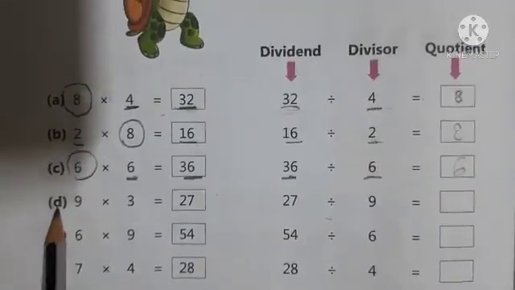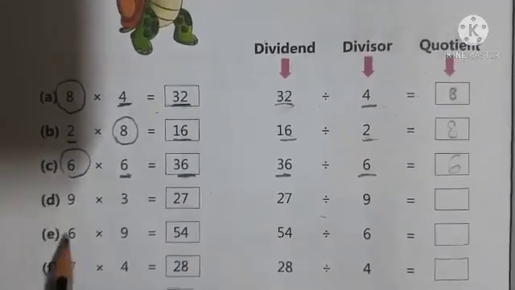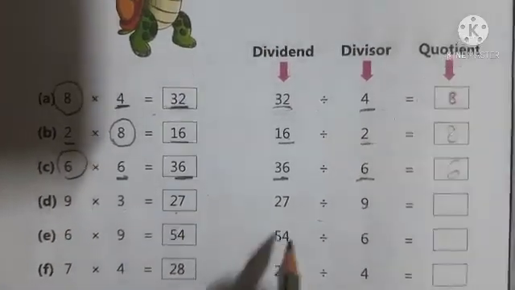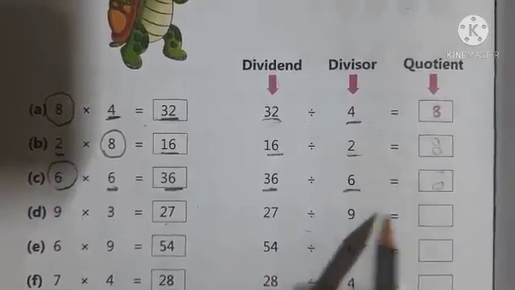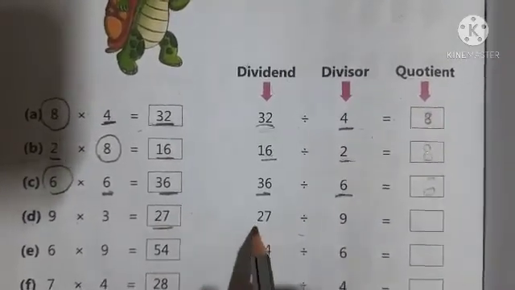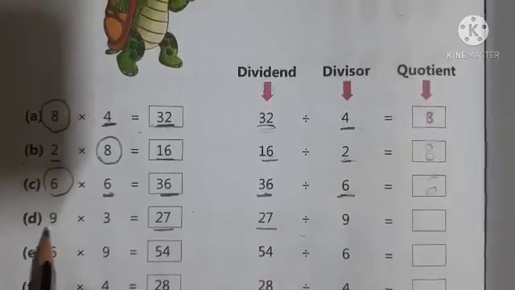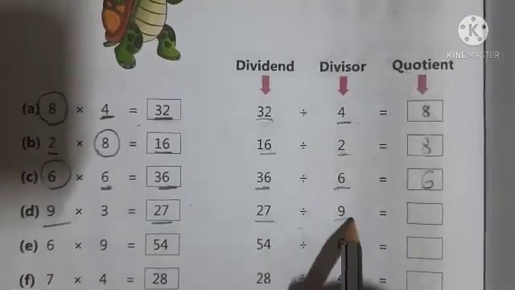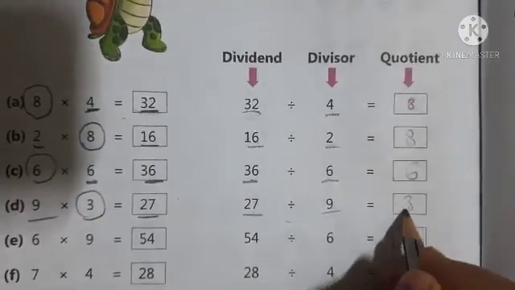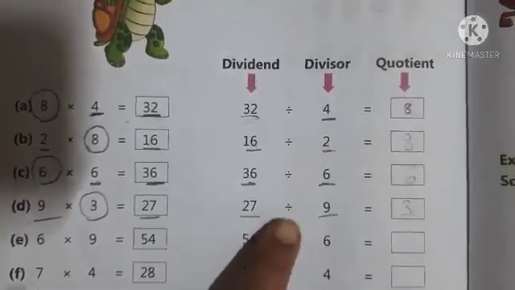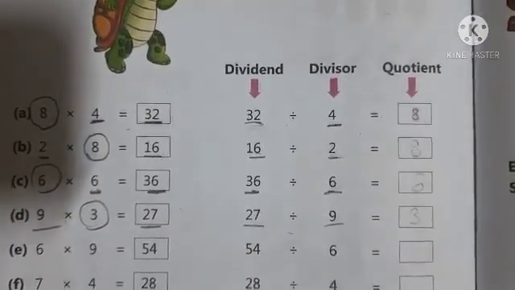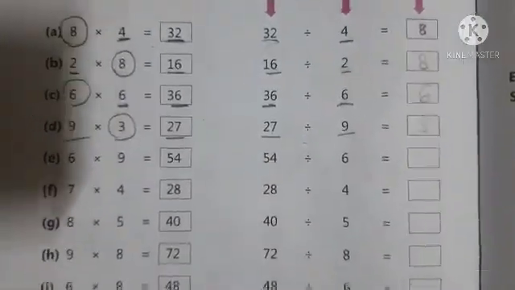Now let us do problem D. 9 multiplied by 3 is 27. 27 divided by 9 is how much? 27 and 27 are dividends. 9 and 9 are divisors. And 3 here is the quotient. So 27 divided by 9, we get the answer as 3. In the same way, complete the remaining problems.